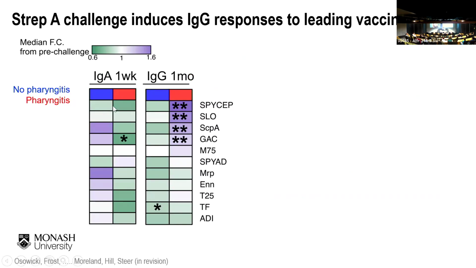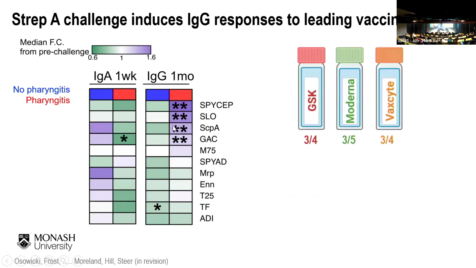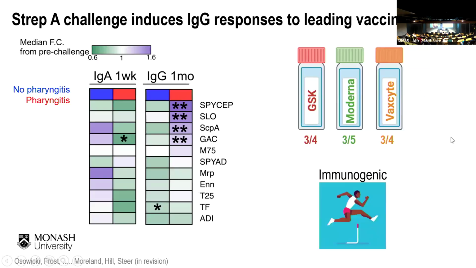So showing you here for these 10 antigens, the fold change pre and post challenge in saliva for IgA and serum for IgG. And some of these antigens here, which you can see were significant, are among 3 of these leading vaccines. So that's really good news, I think, that these antigens, at least in the context of natural infection, are immunogenic. So, potentially getting over hurdle number 1.